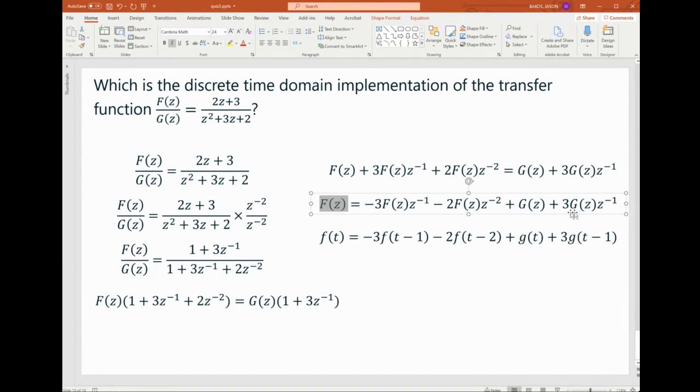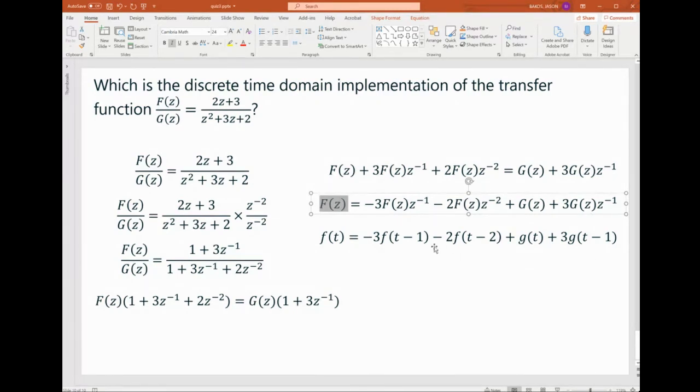Likewise, g, same thing. G of z would just be the current value of g, which is the input. Now we have access to the current input value, and we have access to the previous outputs, but we have to calculate the current output value. So this way we can generate this signal, right? We can generate this sequence of samples for f of t.